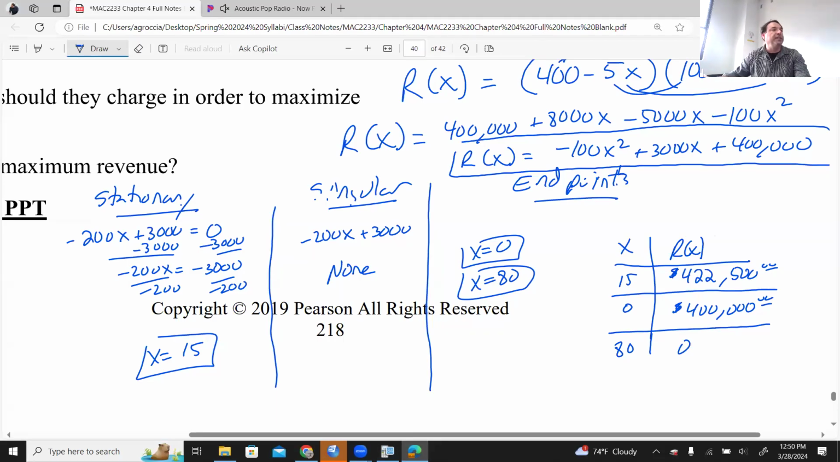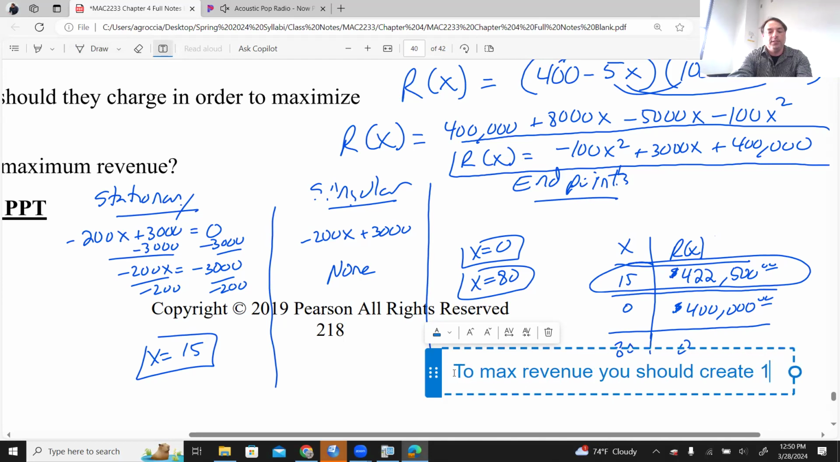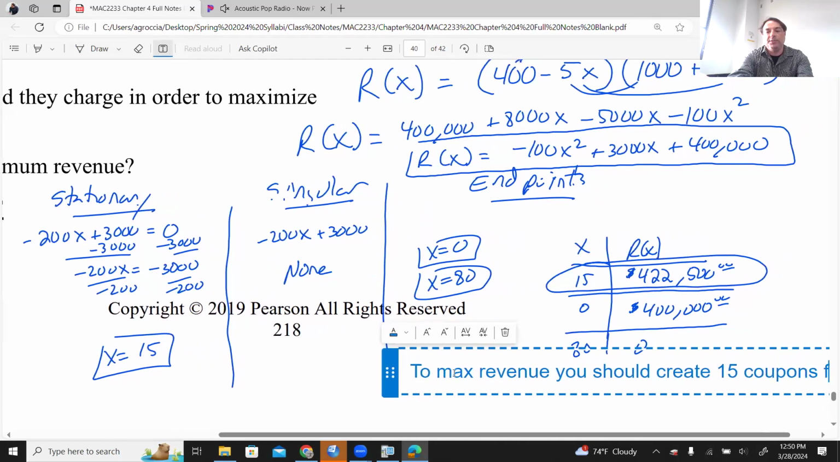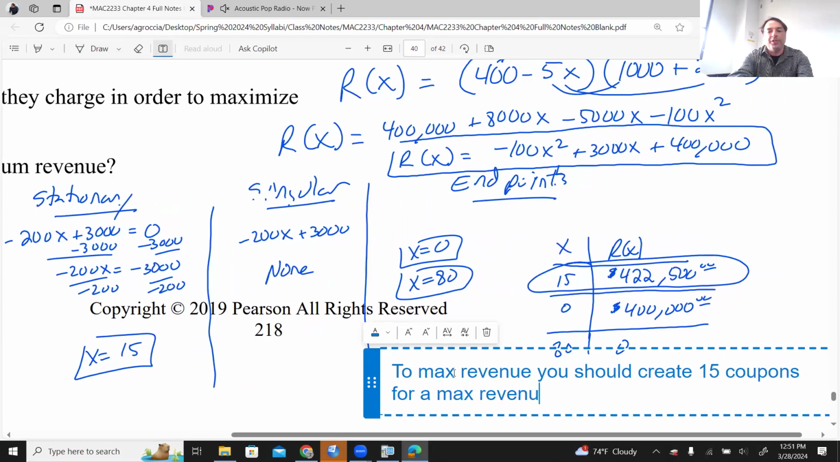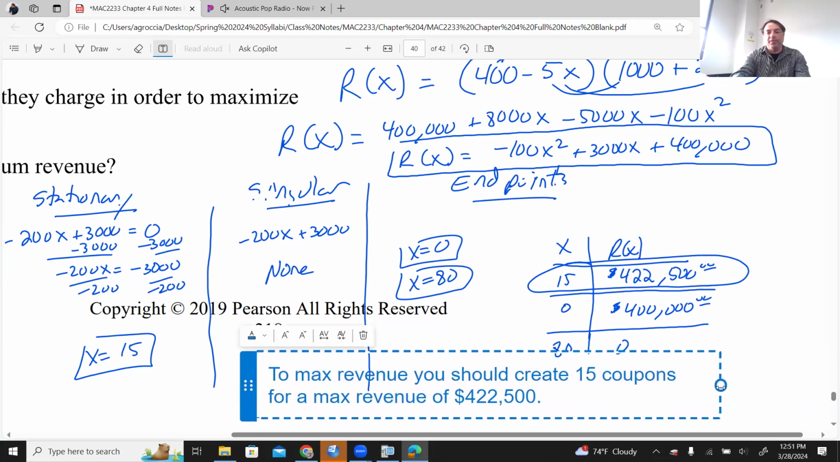So should we produce coupons, yes or no? Yes, and how many? So to maximize profit, let me type this out for you. To maximize revenue, you should create 15 coupons for a max revenue of $422,500. So it is worth it to make coupons, but we should only do about 15 of them. And this is how we figure out how many coupons.